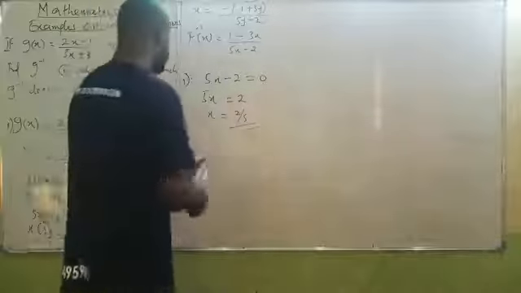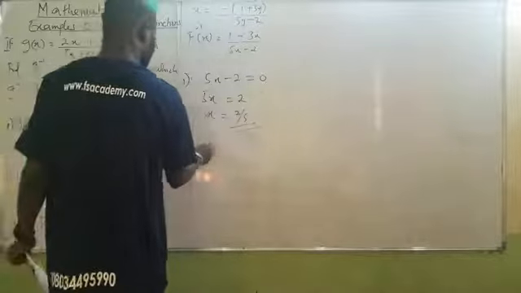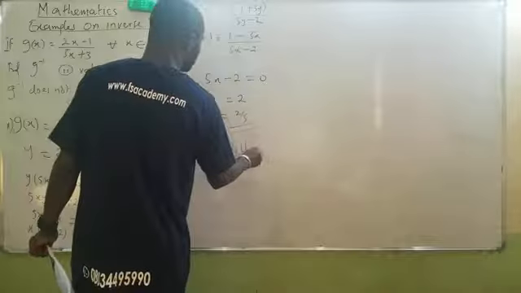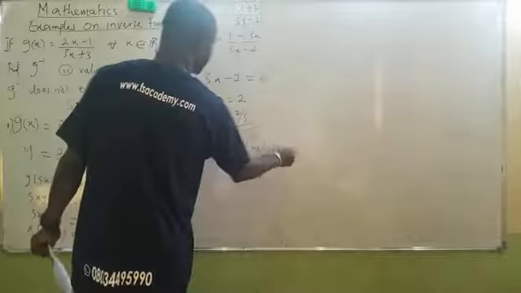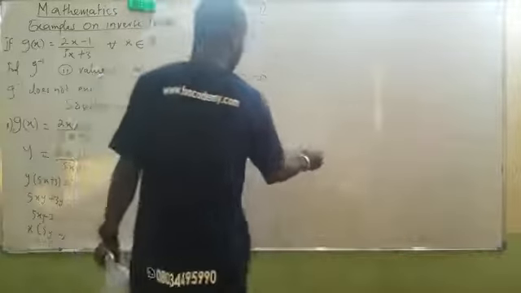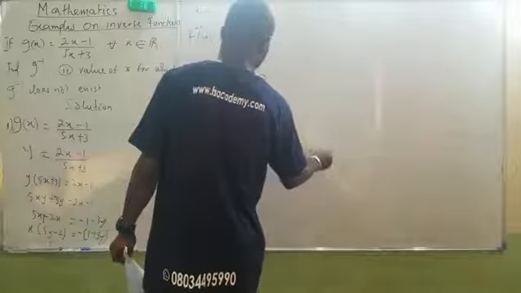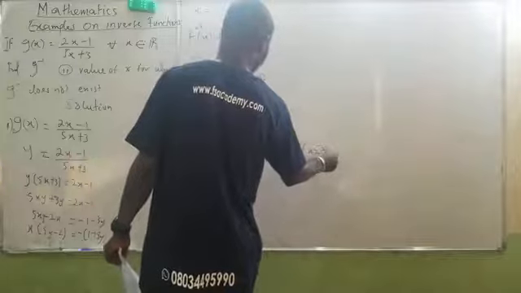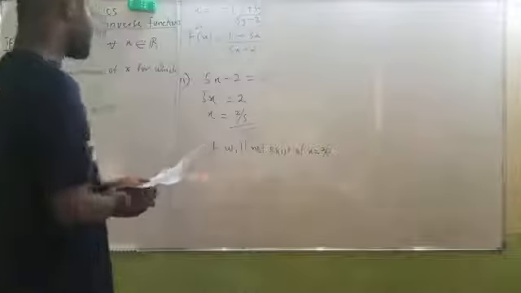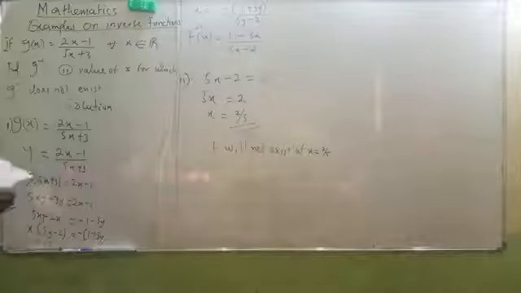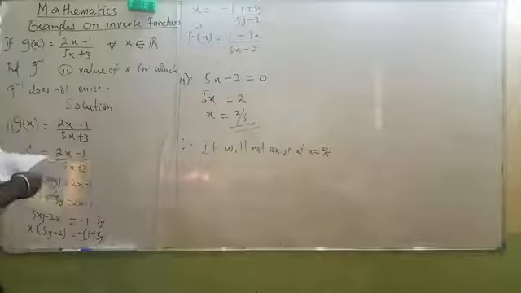Therefore it will not exist at x equals 2 all over 5. Now, that is all about that. Another question is being asked here.